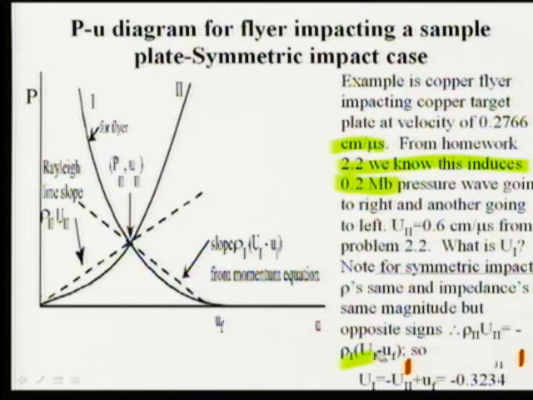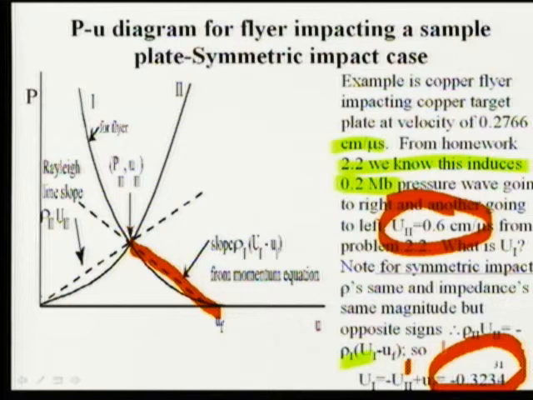It's simply that the shock velocity that goes forward upon impact in the stationary plate is like 0.6 centimeter per microsecond, but the shock wave that's going backwards along this Rayleigh line is only minus, and it has to be minus because it's going right to left. If it wasn't, then the wave had to go the other way. It's down to 0.3 centimeter per microsecond.